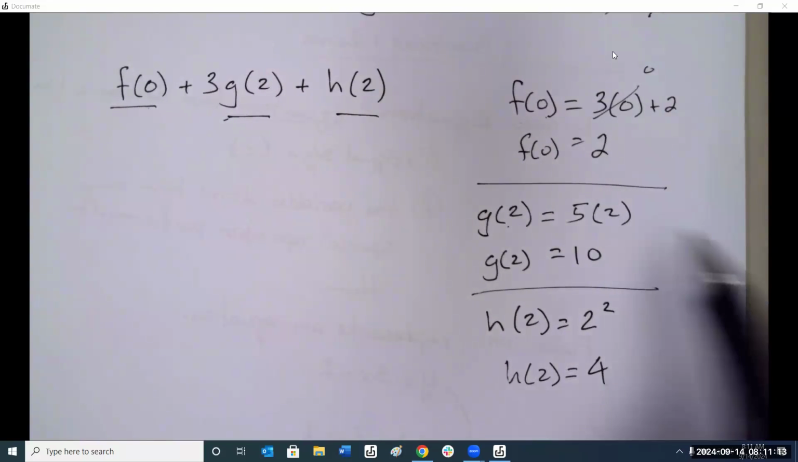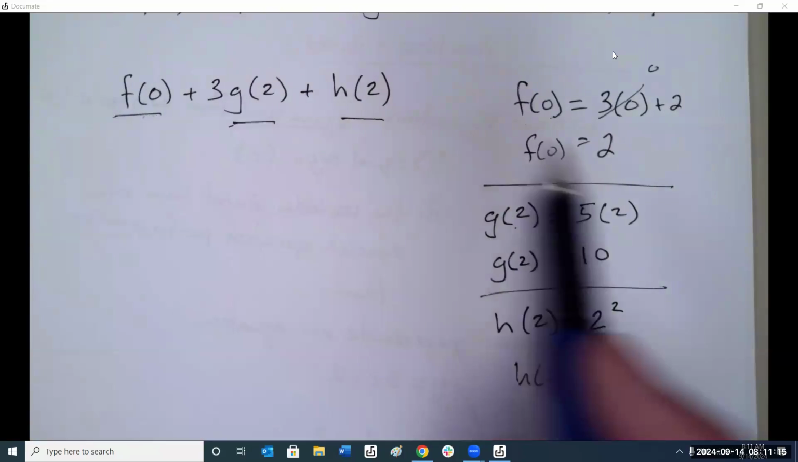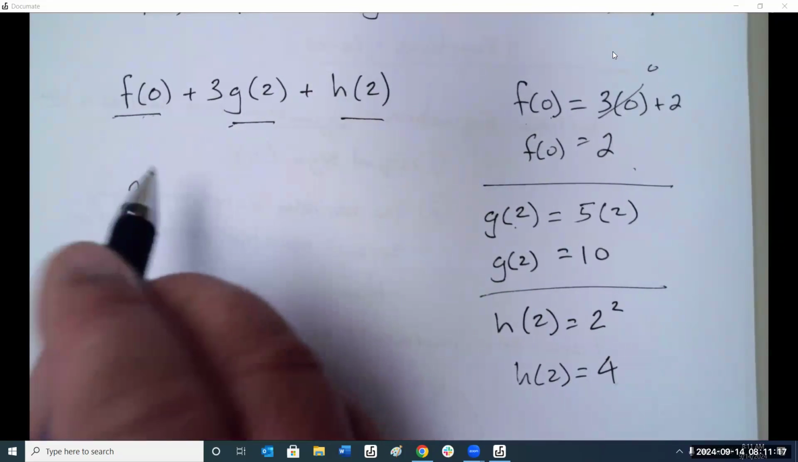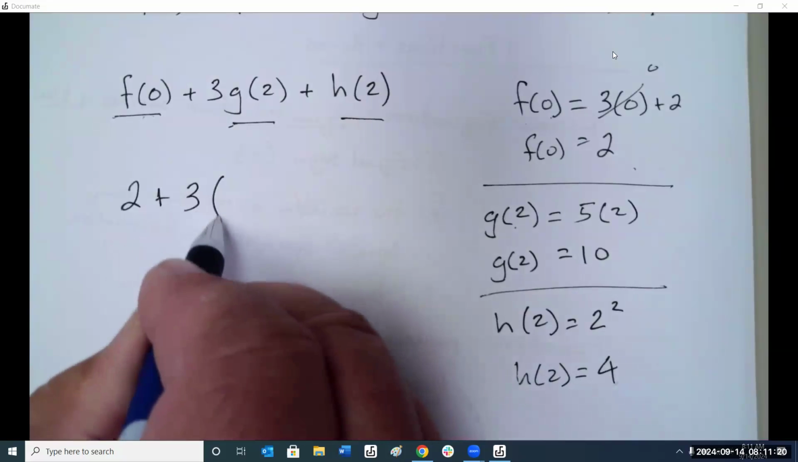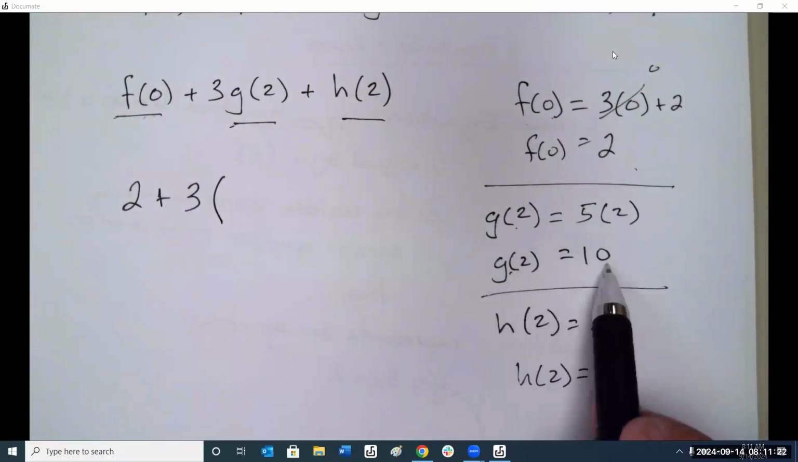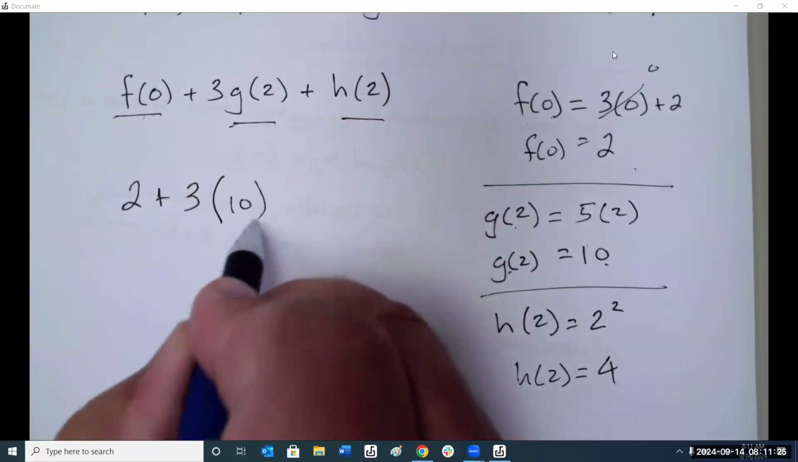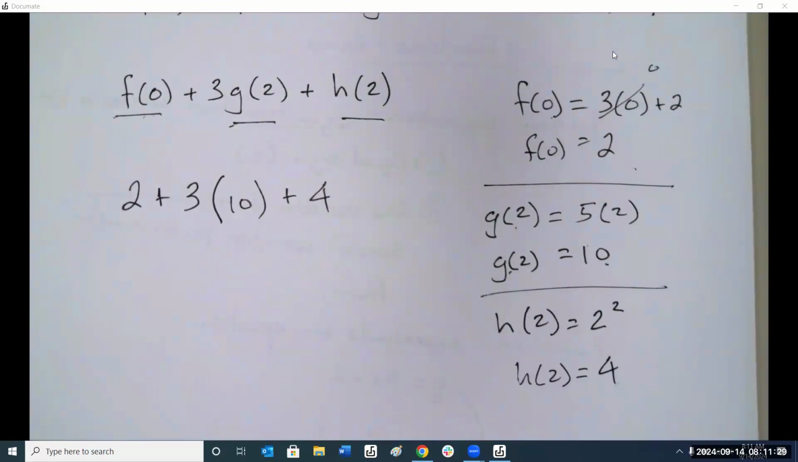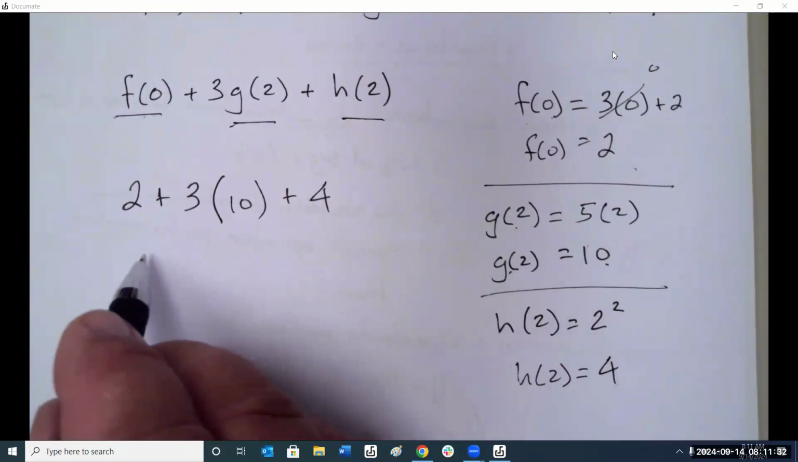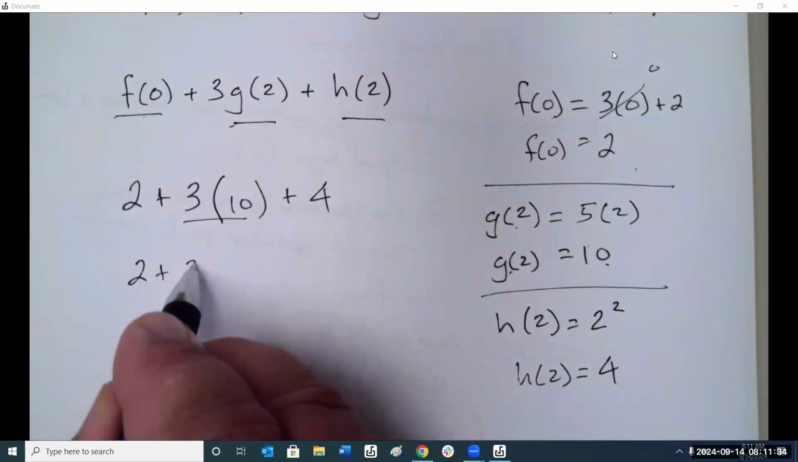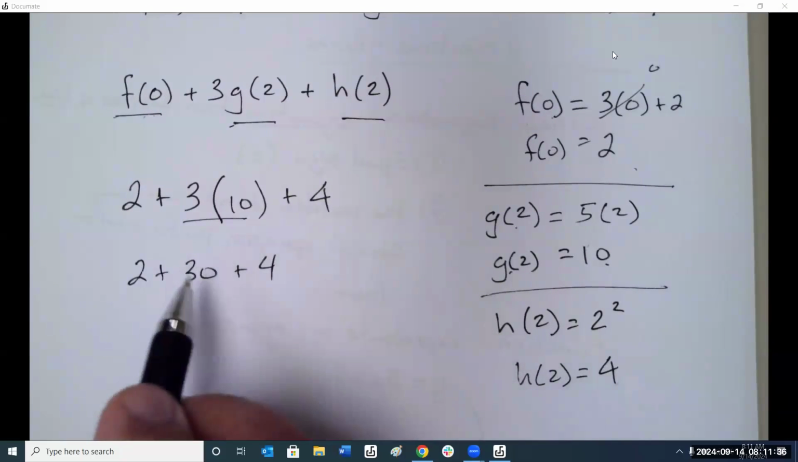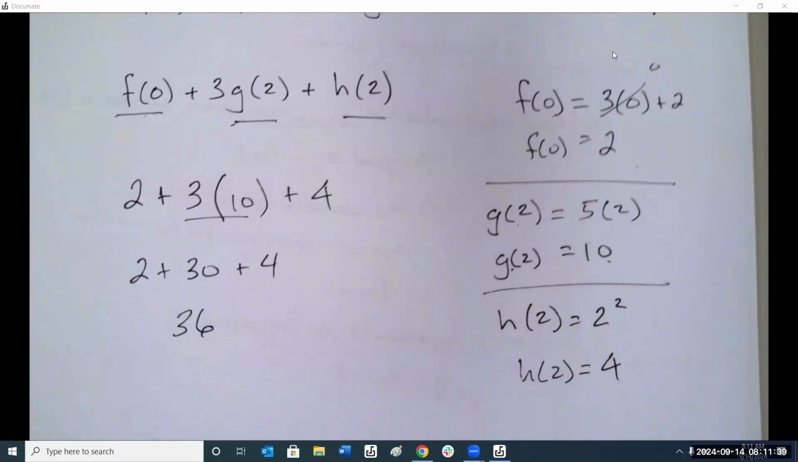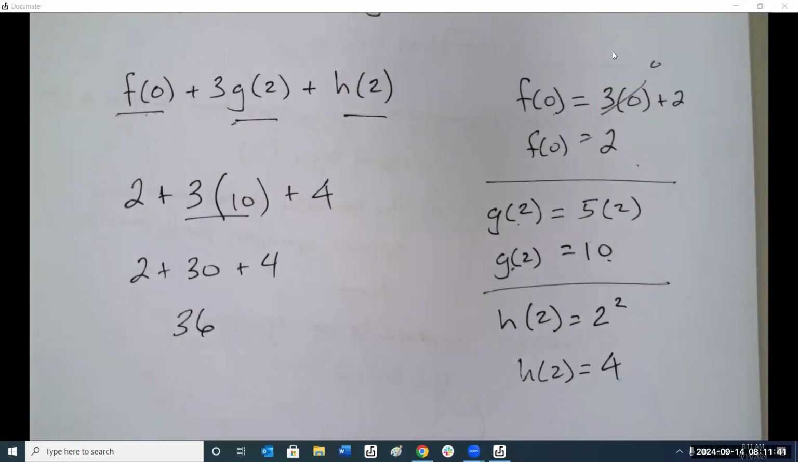Now, once I work those out, I just go back here and plug them in. F of 0 is 2. G of 2 is 10. And h of 2 is 4. Now work it out from there. 3 times 10 is 30. 30 plus 6 is 36. So that's the benefit of using functions. They're interchangeable. Sometimes we'll use functions, sometimes we'll use y equals.